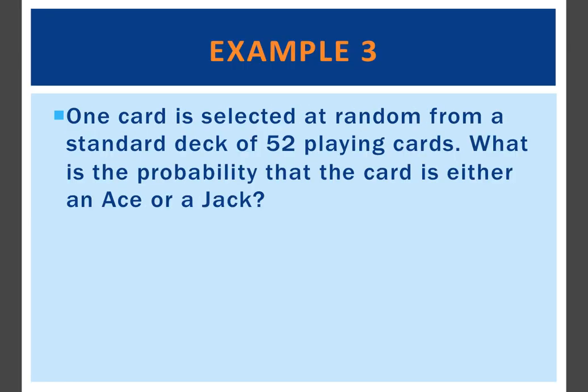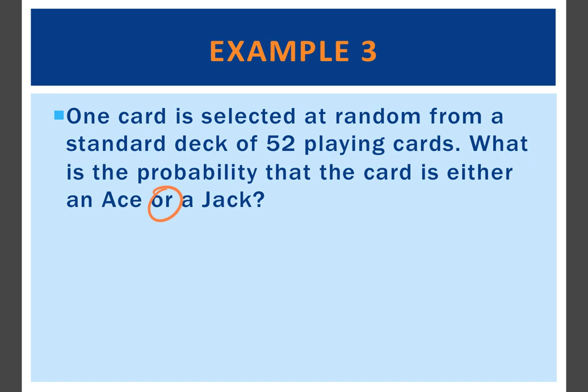Start with this one. One card is selected at random from a standard deck of 52 playing cards. What's the probability that the card is either an ace or a jack? So is this an and or an or? It's an or, right? It literally says ace or jack, and it's one event. One event, you want one or the other outcome.